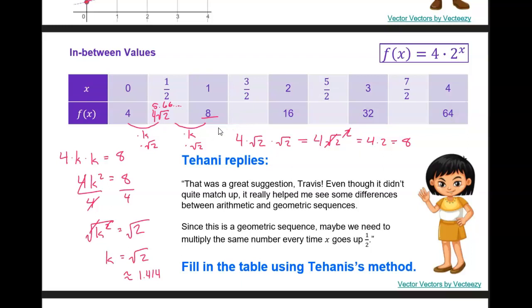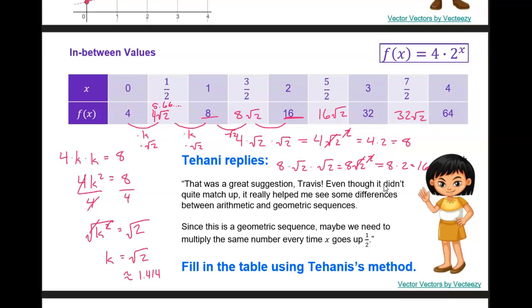All right, so we multiply by root 2 again. That's our common multiplier here. We get 8 root 2. Once again, if we want to multiply by root 2 for the next step, we get 8 times root 2 times root 2. That's going to be 8 root 2 squared. The square root and the square cancel. We get 8 times 2 equals 16, which is exactly what we were looking for. So this pattern continues. We get 16 root 2, 32 root 2, and that is how we fill in these tables.